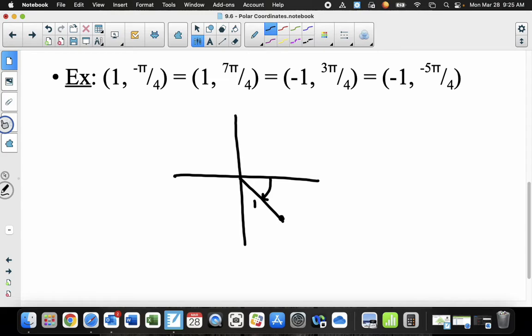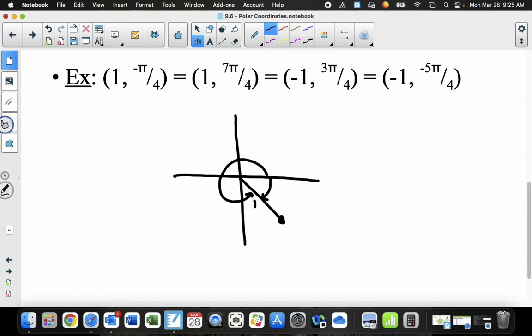If you take a look at this next coordinate right here, it's the same ending spot. Again, just like unit circle. Radius of 1, but instead of going a negative pi over 4, you're now going in the opposite direction, a positive 7 pi over 4. So you're actually going that direction. So it's another way to describe the same point. Okay? Just a different direction to get there.